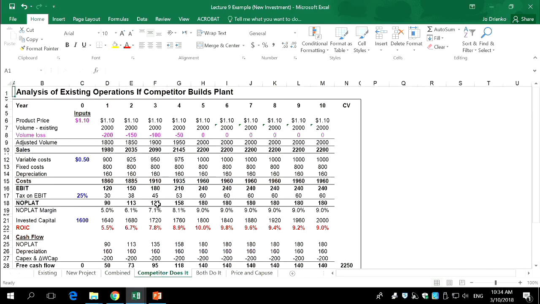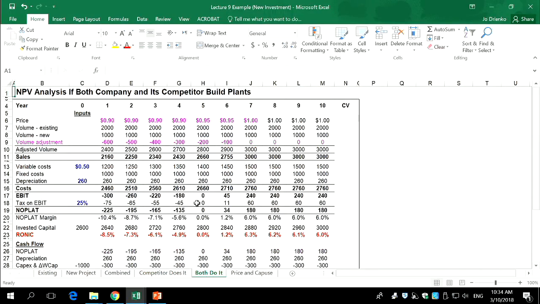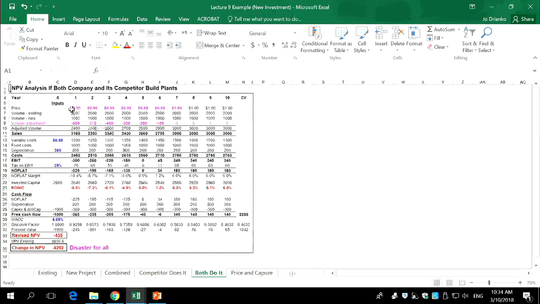And then if a competitor does an expansion as well, then we have a huge loss. And if we both expand, this is what happens, right? The unit price goes down aggressively. We can sell less of our units because the market is flooded. We have to spend money. Our valuation goes down. Basically, we're bankrupt, right? The valuation goes down very quickly. So that was an example of scenario, right?